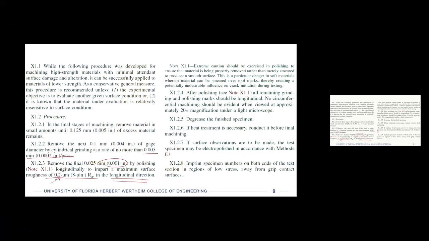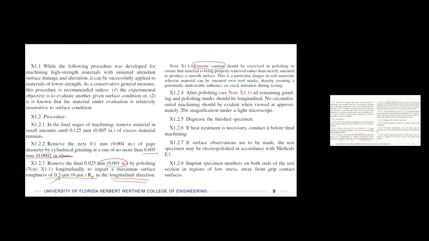And they even give a roughness spec, right? So you could take some kind of roughness measurement device, do a quick line scan, get a roughness, and make sure that it is 0.2 microns or 8 micro inches, right? And it says extreme caution, not just normal caution, should be exercised in polishing to ensure that you're removing material rather than taking a very, let's say, ductile material and just smearing it all over the surface, okay?